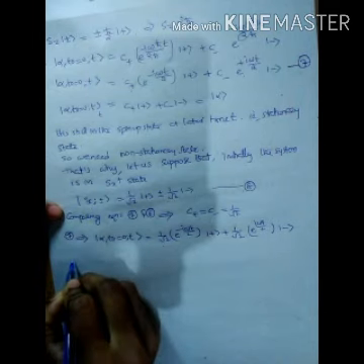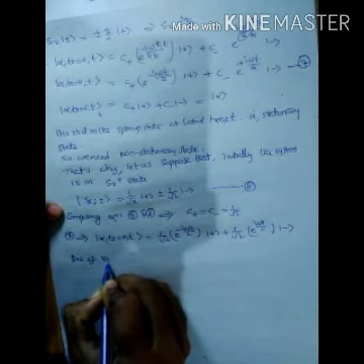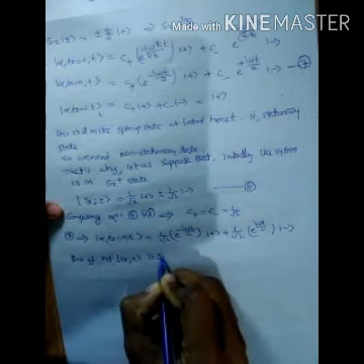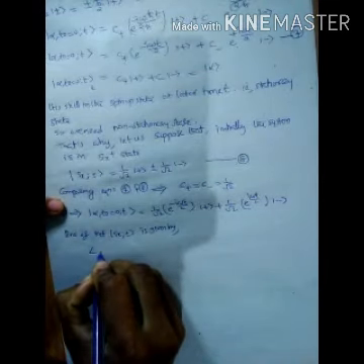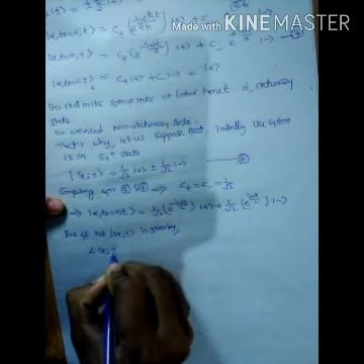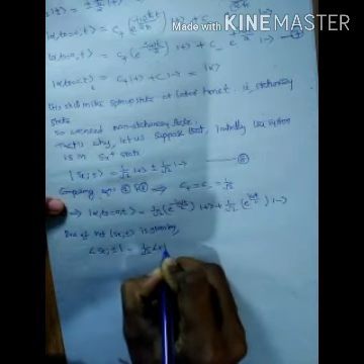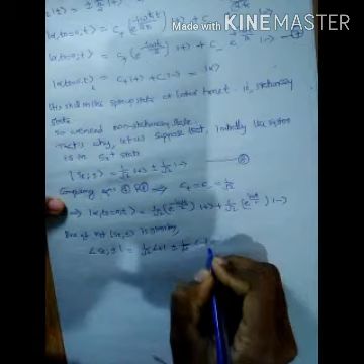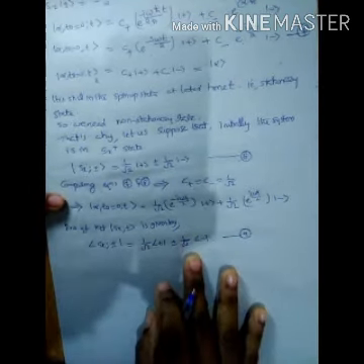Then the bra of ket Sx plus or minus is given by: bra Sx plus or minus equals 1 by root 2 bra plus or minus 1 by root 2 bra minus. Put it as equation number 9.